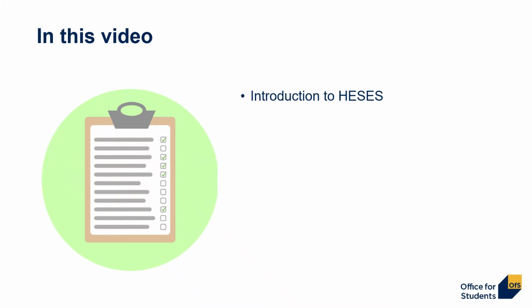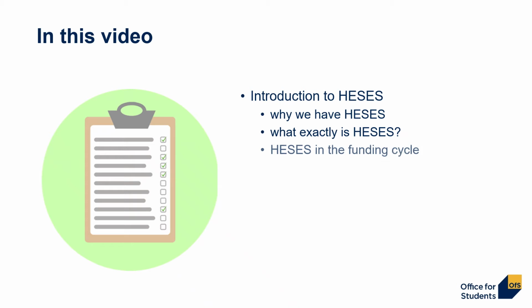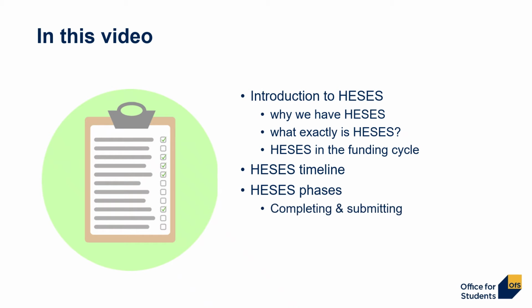In this introduction to HESES video, we'll look at why we have HESES, exactly what it represents, and then we examine its part in the OFS funding cycle. Next, we review the HESES timeline before going on to look at the key phases of the HESES process. These are completing and submitting the HESES return, and then data verification and sign-off. Finally, we'll touch on the question of multiplication factors.